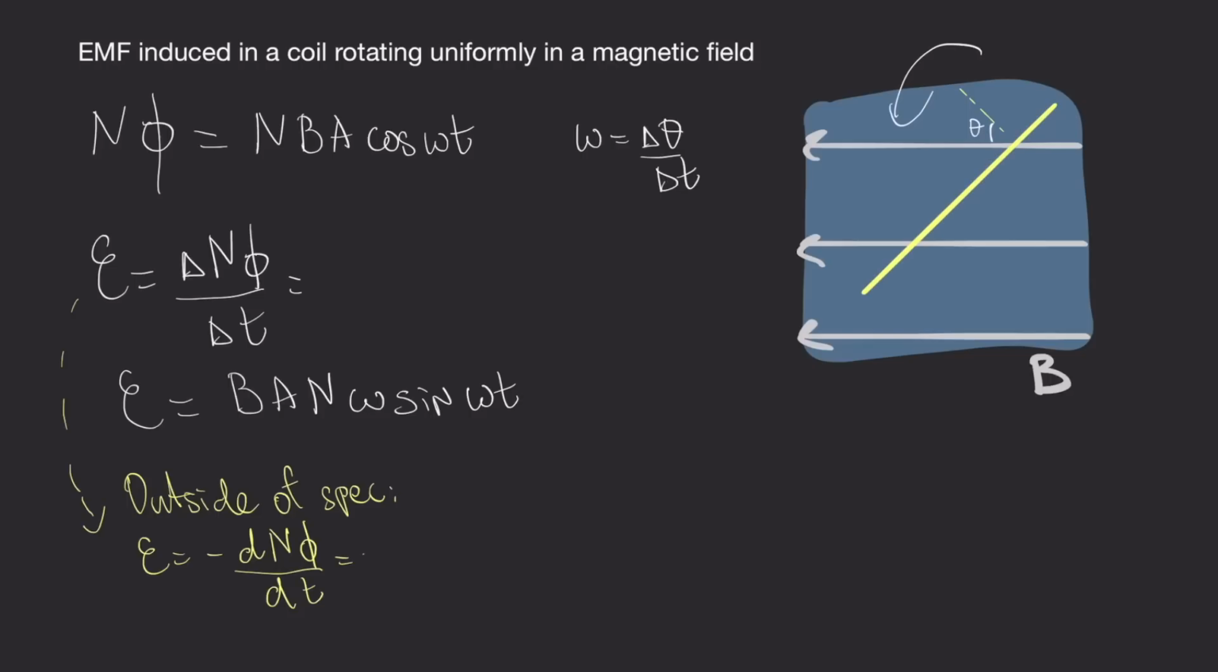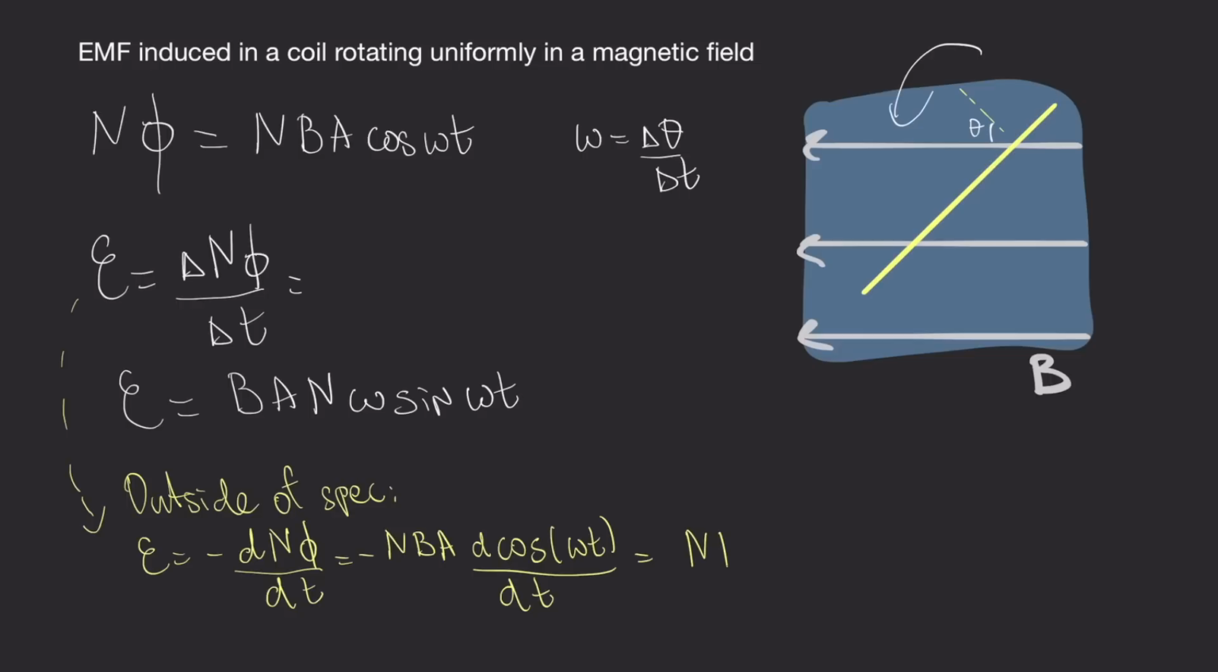Okay, so this here will then be equal to minus NBA. All of these are actually constants, but what is not constant is the angle, so we need to differentiate cosine of omega t by dt. The derivative of cosine is, of course, negative sine, so this will cancel out all of the negatives.